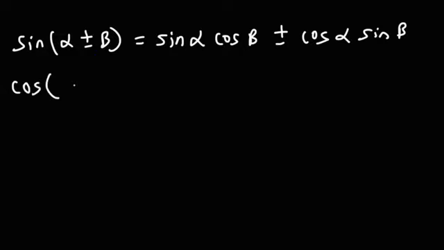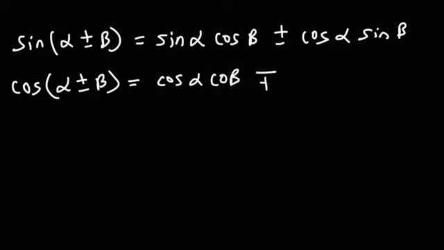Now let's contrast that to the next formula. Here we have cosine alpha plus or minus beta is equal to cosine alpha cosine beta minus plus sine alpha sine beta. So when this is positive, this is going to be negative. And when this is negative, this will be positive. So they're opposite to each other. So cosine alpha plus beta is going to be cosine alpha cosine beta minus sine alpha sine beta, for example.